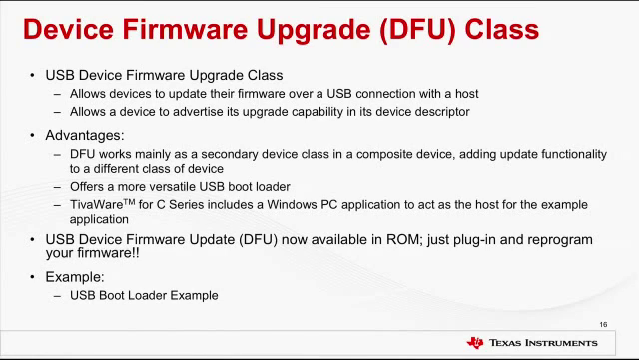USB DFU class offers a more versatile USB bootloader, which is available in the Tiva for C series. USB device firmware update is also available in ROM of some TM4C123X devices, so you can just plug in the device and reprogram your firmware. You can refer to the USB bootloader example provided in Tiva for C series to see for yourself how you can utilize USB library APIs in your application to upgrade firmware using the DFU class.